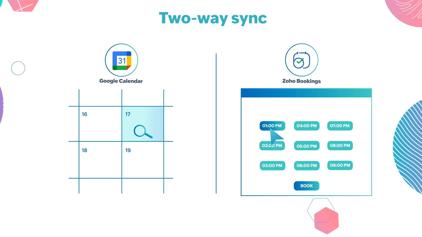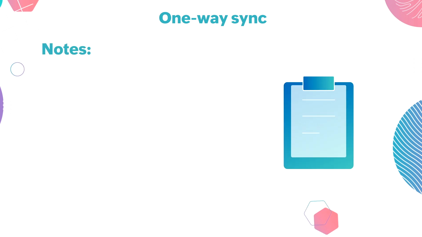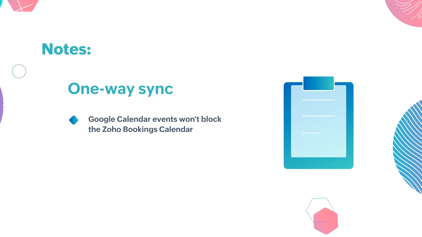Then the sales agent's appointments would be pushed to the Google Calendar as well. However, in the one-way sync, Zoho Bookings would check the relevant sales agent's availability on Google Calendar, but the appointments won't be synced to the Google Calendar. Google Calendar's events won't block the Zoho Bookings calendar. Roy's team can now view their booked appointments with customers from the integrated Google Calendar itself.